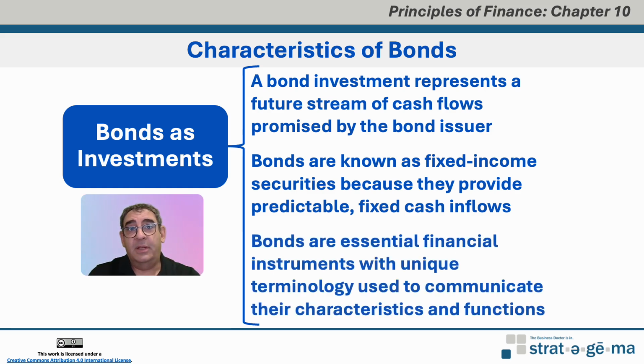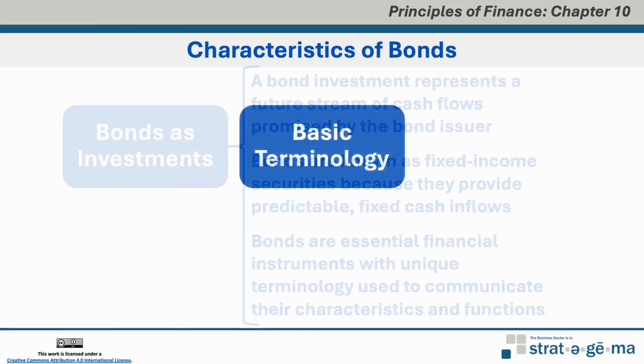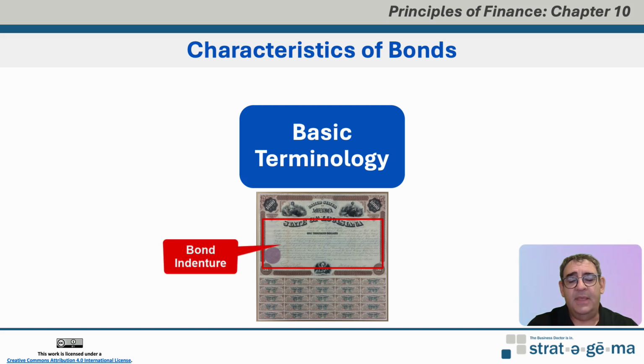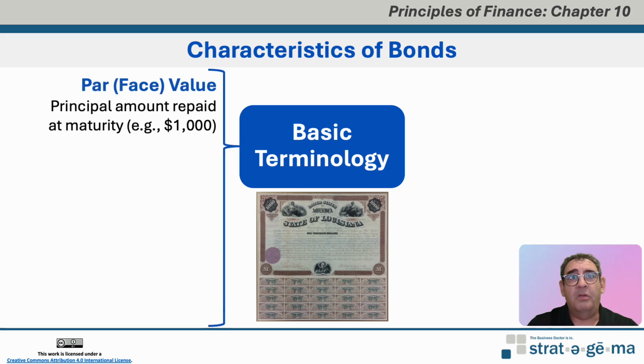And then finally, bonds are essential financial instruments, and there's a lot of unique terminology that's used to communicate their characteristics and functions. And those terms go back a long way. Again, with this certificate, the large piece with all the writing that you can't really see at the top, that's called the bond indenture. That's the part of the bond that basically outlines all of the legal information that includes all of the things I'm going to show you now. Every bond has a par or face value, and that's the principal amount that's to be repaid at the end of a specific period of time or when the bond matures.